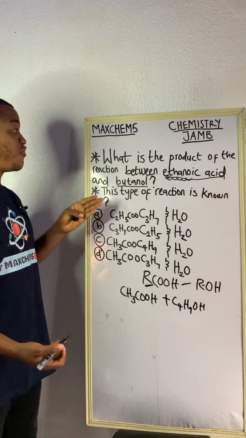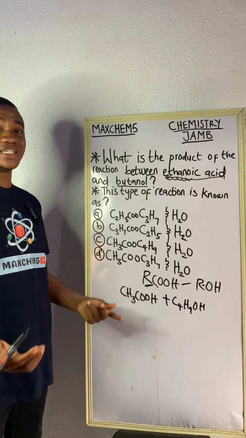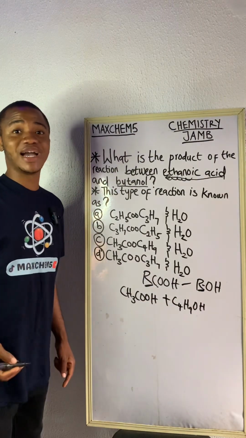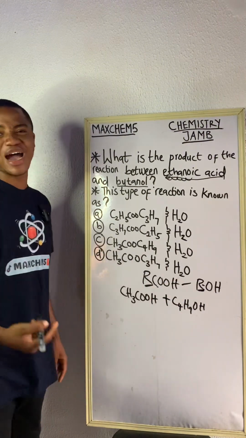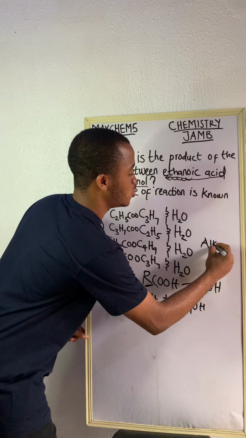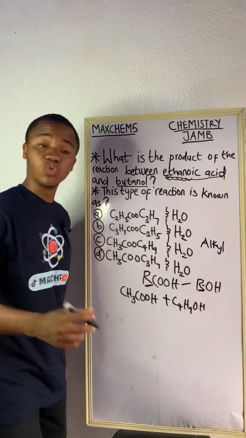Please, I will urge you to go and know the formulas of all of these simple compounds. To know the formula of butanol or ethanoic acid is basically simple. It's just you knowing the R group. I will still teach you guys the R group. Most times the R group is usually alkyl. So they are usually gotten from alkyl groups.